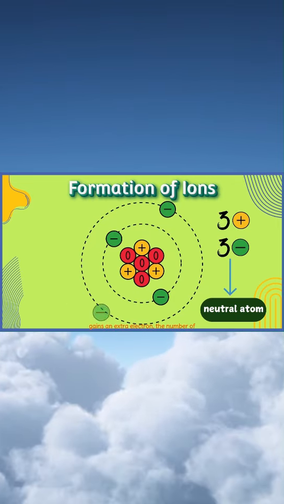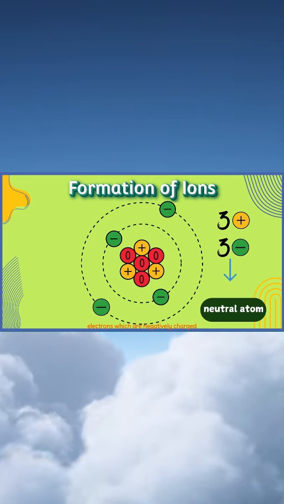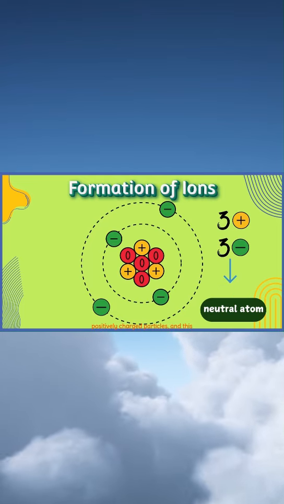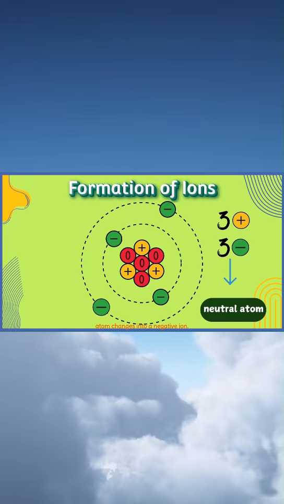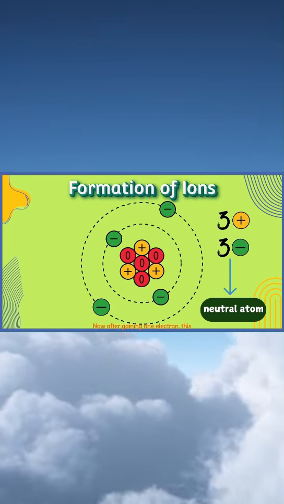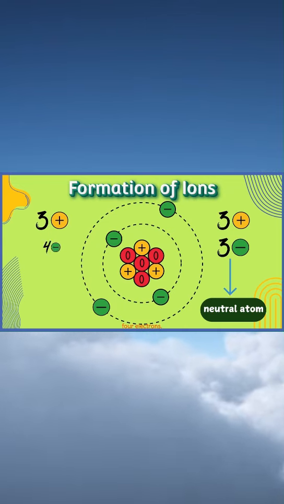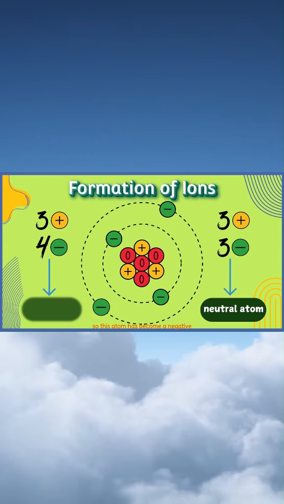So if this atom gains an extra electron, the number of electrons, which are negatively charged particles, will become more than the number of protons, which are positively charged particles, and this atom changes into a negative ion. Now, after gaining 1 electron, this atom has 3 positively charged particles, so 3 protons, and 4 electrons. So this atom has become a negative ion.